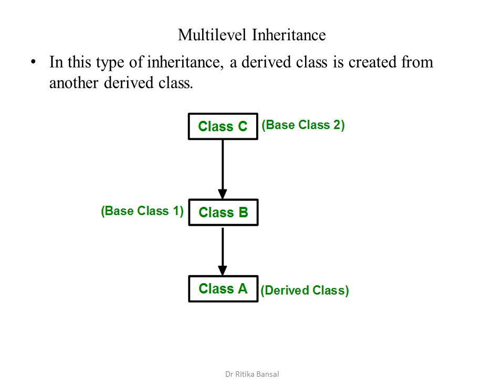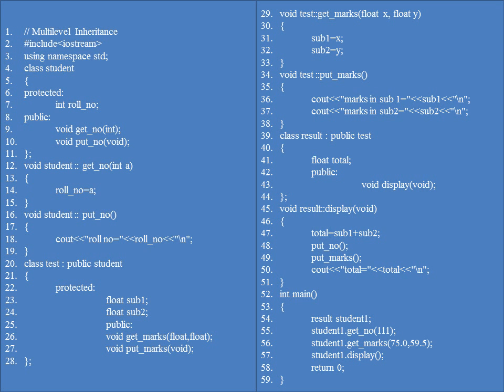Now the next inheritance is multi-level inheritance. It means two single inheritances joined, which means there is a hierarchy. There are two parent classes: one at grandfather level, then father level, then son level. So here class C is base class 2, then class B, and class A. Class A is the derived class. It is getting properties from class B, base class 1. But class B is also getting properties from class C, base class 2. It means we need to define three classes in our program: class C, class B and class A.